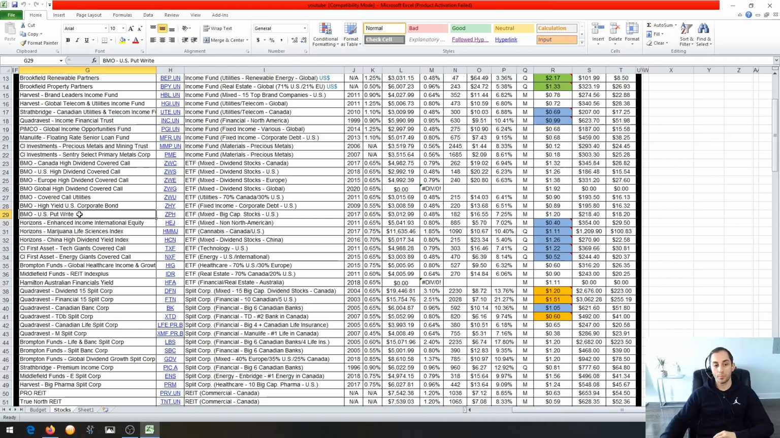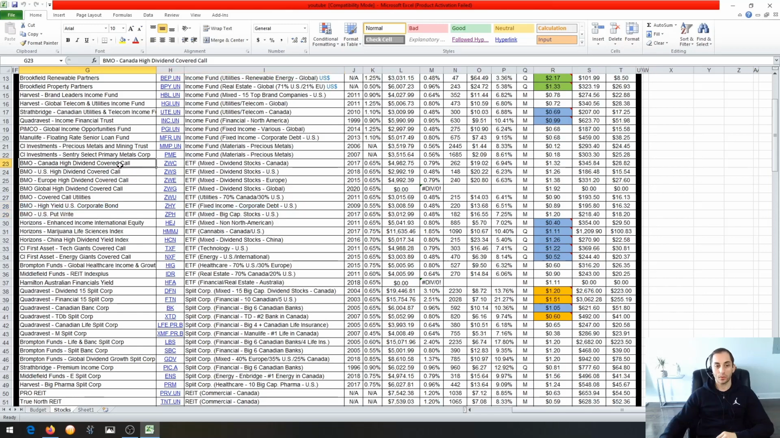Next one is the US put write. So this is mixed sectors. It only has big cap stocks in the US, and they make money with this fund by writing put options, which is another way to make money with options. So a really good exposure to the US here with these two.